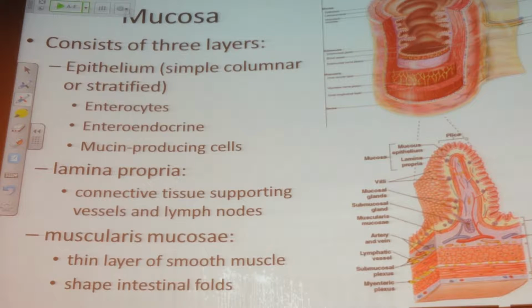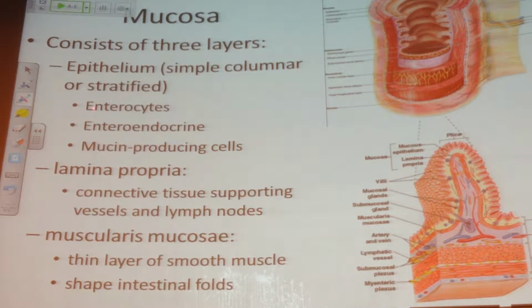And then you can see that there are some types of cells that help to do the job. The majority type you find in your GI tract is called enterocytes.